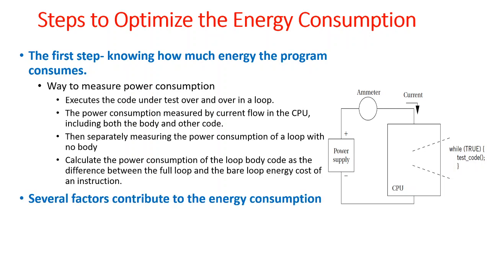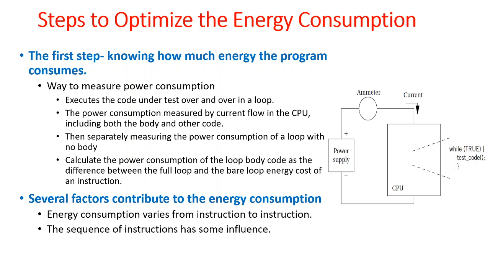Okay. Next are several factors contributing to the energy consumption. So this is how to measure the current. Next, the factors. First, the energy consumption of each and every instruction will differ. For the same instruction, the power consumed is the same. For example, for a move operation, the power consumption will be the same. But for a memory transfer instruction, the power consumption will be different. So it varies from instruction to instruction, and each sequence of instructions has some influence over the power.